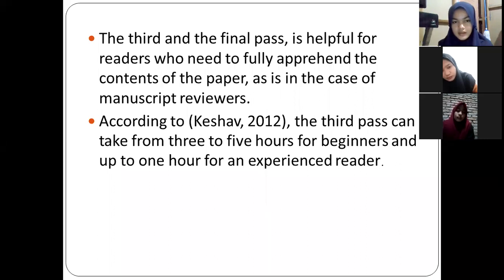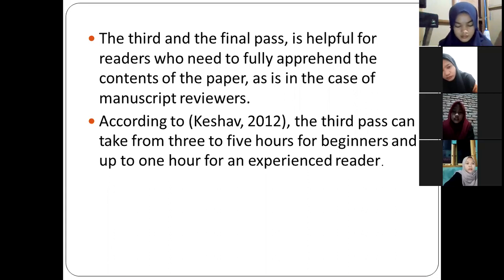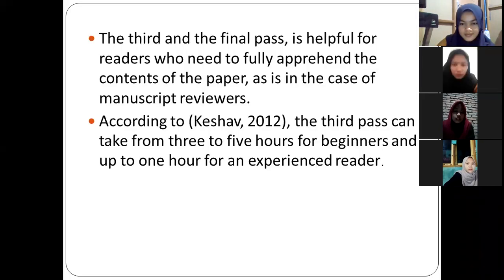Next is the third and final pass, which is helpful for readers who need to fully apprehend the contents of the paper, as in the case of manuscript reviewers. And according to Keshav 2012, the third pass can take 3 to 5 hours for beginners and up to 1 hour for an experienced reader. Okay, that's all for me. Back to moderator.